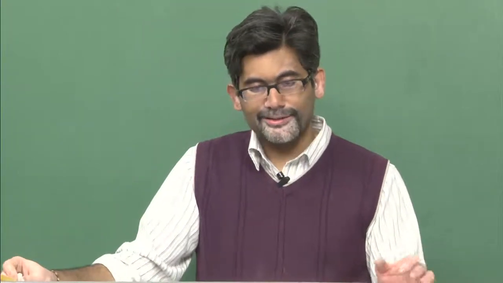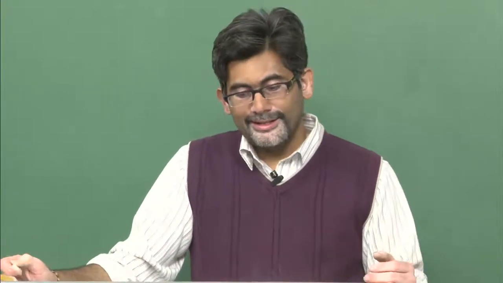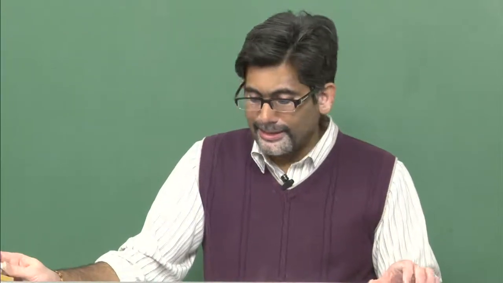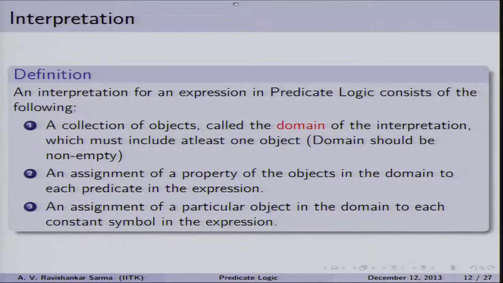In predicate logic, when you talk about an interpretation, you need to take into consideration what values the variables, constants and functional symbols are going to take. That is also something we need to consider. An interpretation for an expression in predicate logic consists of the following things.